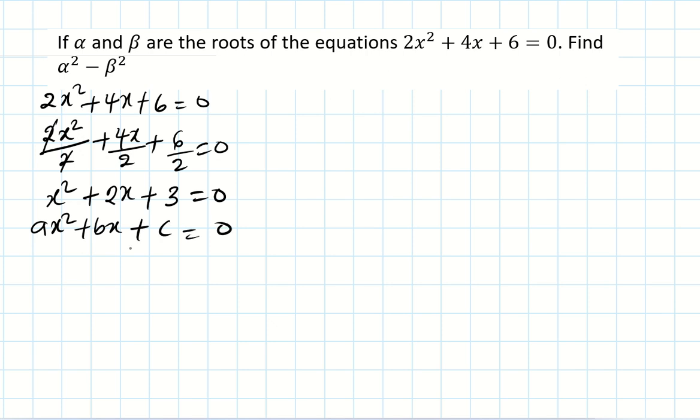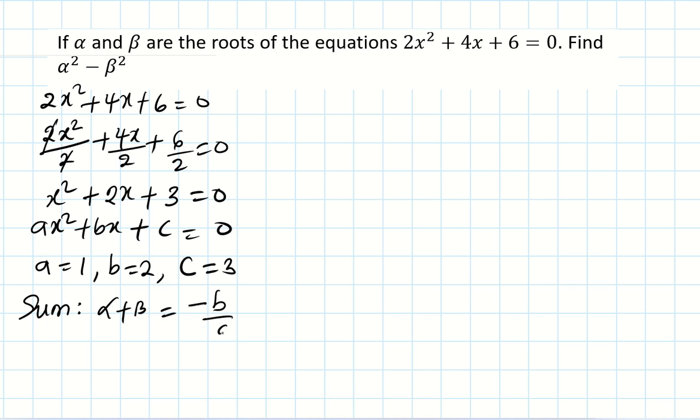Now, comparing this with the general quadratic equation, ax² + bx + c = 0, we have that a is equal to 1, b is equal to 2, and c is equal to 3. Now, we're given that alpha and beta are the roots of the quadratic equation, so it implies that the sum, which is alpha plus beta, is equal to what?